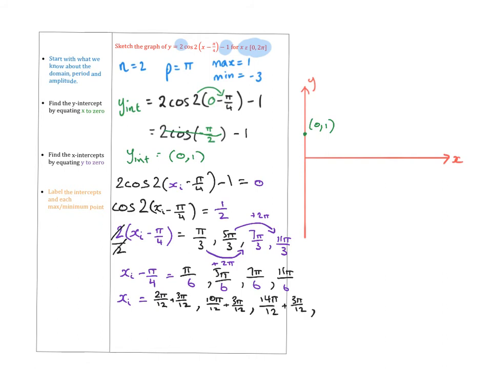We realise this 11 pi on 6, if I was to add something to it, it's bigger than pi on 6, it's going to take it outside the domain. So I'm actually not interested in the last one right now. We can evaluate this first one to be 5 pi on 12. We've got our next one here as 10 pi plus 3 pi, so that's 13 pi on 12. And our last one is 17 pi on 12.